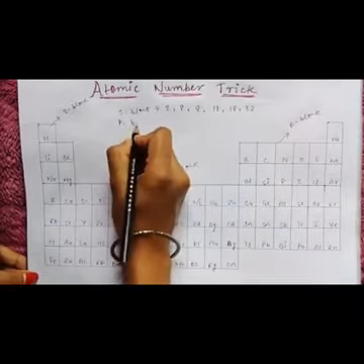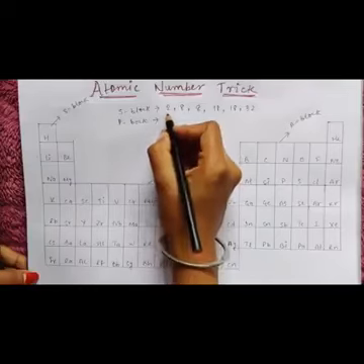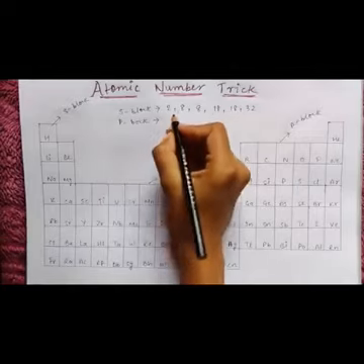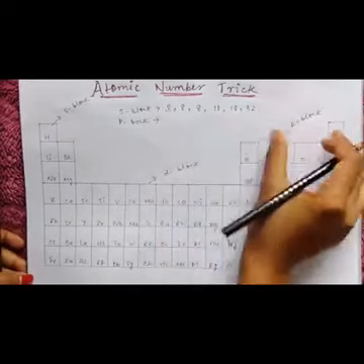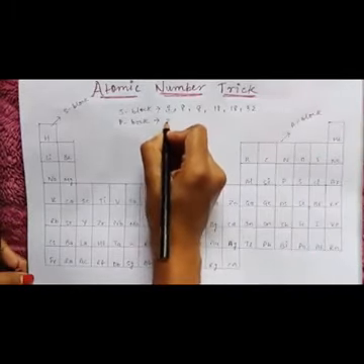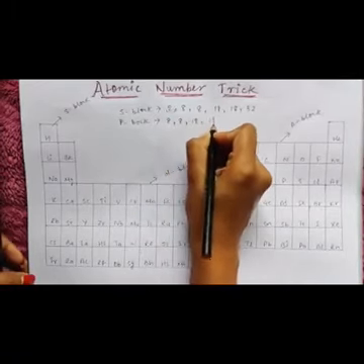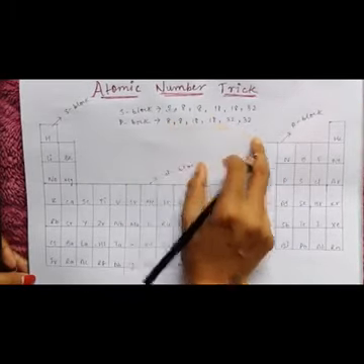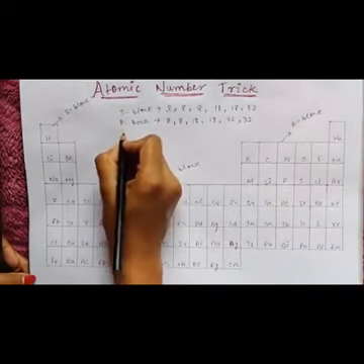So that order is 2, 8, 8, 18, 18, 32. Same order for the S block and P block. There are no changes. So if you know this order, you can write the atomic numbers of the elements.